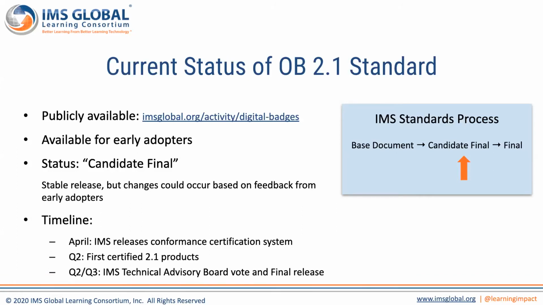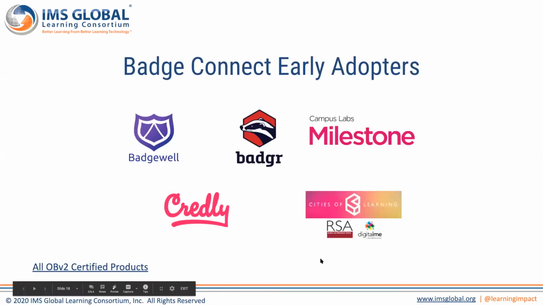Once we get a minimum of 2 successful certified systems, then we move the standard forward to the technical advisory board at IMS for their vote, and if it passes their vote, it is released as final. Unless there are some really unexpected events, I would expect that process to be wrapped up sometime in the summer, maybe late summer, maybe August, something like that.